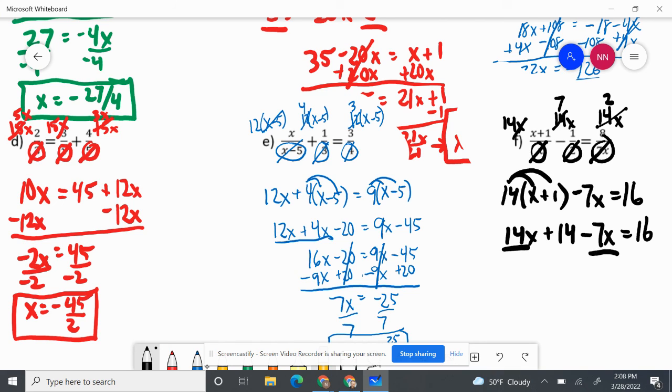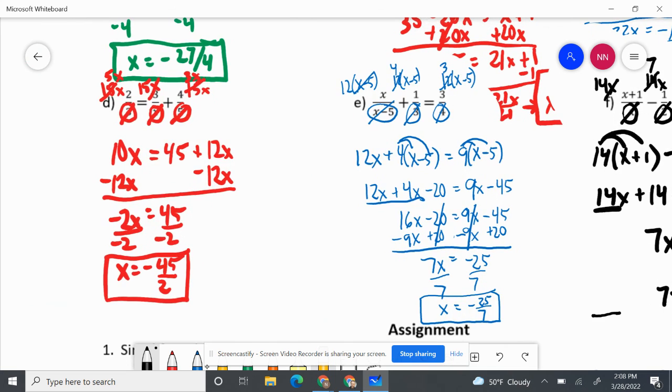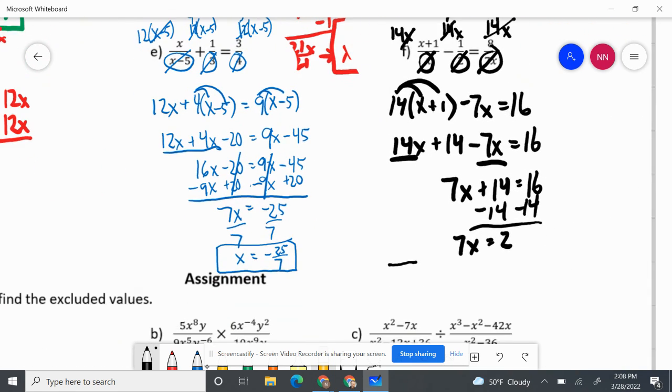14x minus 7x is 7x. I subtract the 14. I get 7x is equal to 2. And then what I do is I divide it by 7. Oops. And so my answer is x equals 2/7.